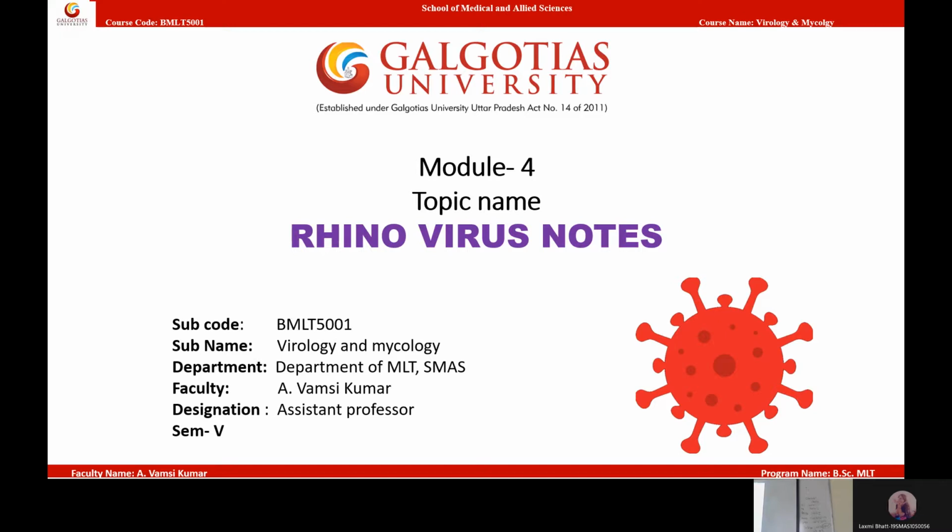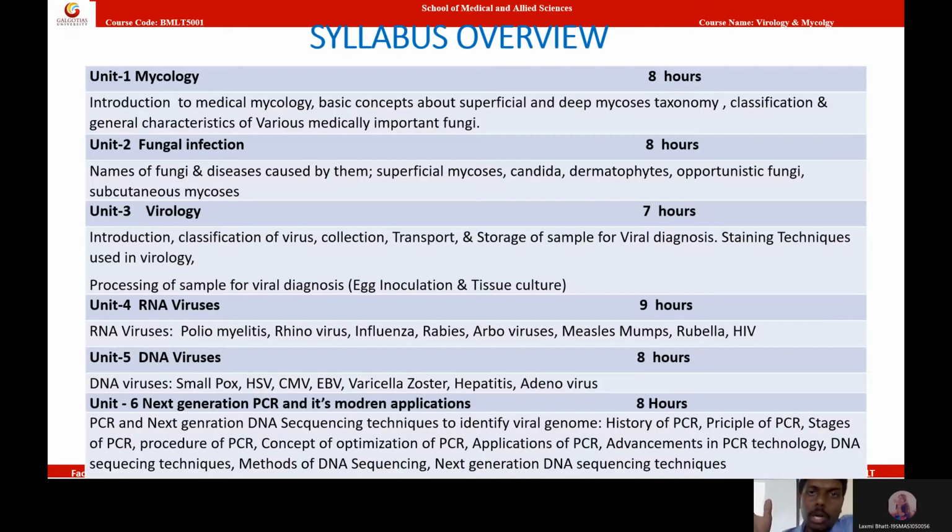So coming to the next virus, currently we are in unit 4. Let me show you the syllabus. In unit 4, we have poliovirus. Did we discuss poliovirus? Yes. Then did we discuss rhinovirus? No. So from today onwards, I will discuss rhinovirus, influenza, rabies, arbo, and measles, mumps, rubella, and HIV. So these things I will try to cover in the coming week. Today I will discuss in detail about rhinovirus.